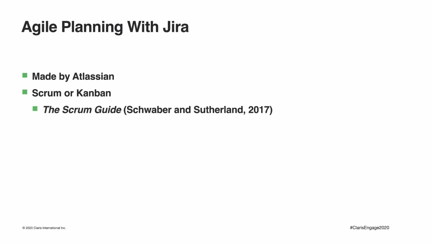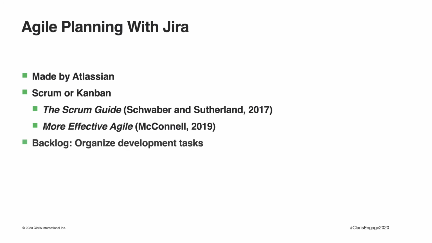The first is a fairly short 20-page PDF, freely available online, called The Scrum Guide, written by Ken Schwaber and Jeff Sutherland. And the other one is a book called More Effective Agile by Steve McConnell. There are two concepts that are used with both Scrum and Kanban that I'll introduce here. The first is the backlog. This is where new features, change requests, and basically all new desired development work is identified and tracked in the form of Jira tickets. And the other concept is this notion of a board, and it is used to track progress. And we'll see a demo of both of these next.